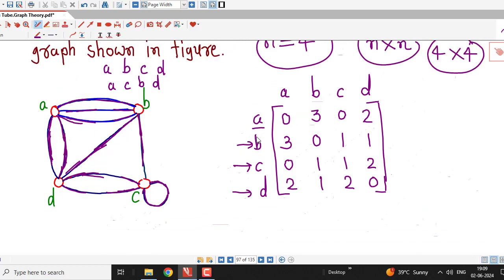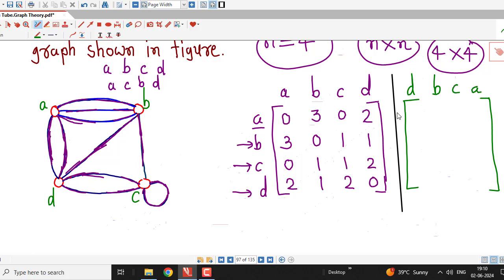Now what happens if I change this listing? If I change the listing of vertices or order of vertices, then I will obtain another different adjacency matrix, and that is also valid. So that is your choice which listing you want to use. Suppose I want to use D, B, C, A, then here also I will write D, B, C, A. Then here first I have to decide the number of edges from D to D. There is no edge from D to D, so I write 0.